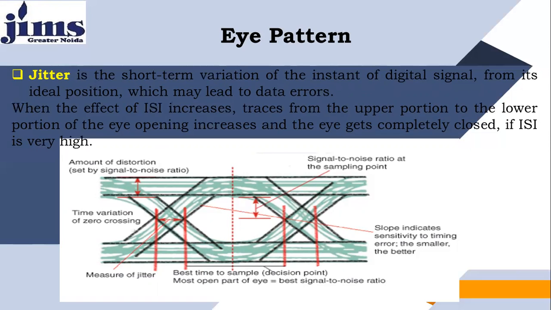When the effect of ISI increases, the traces from the upper portion to the lower portion of the eye opening increase, and the eye gets completely closed. So when you see that the eye is closed, that means the ISI effect is more. If ISI is very high, the eye gets completely closed, because the distance between these two vertical lines is small. In that condition, the eye is considered closed. So a closed eye means ISI is very high.